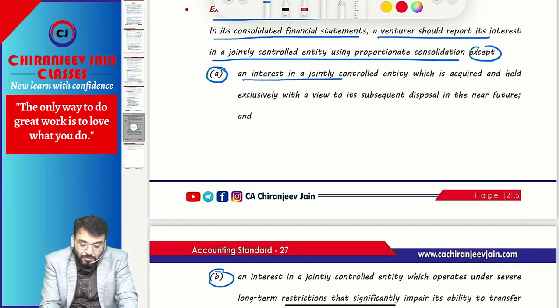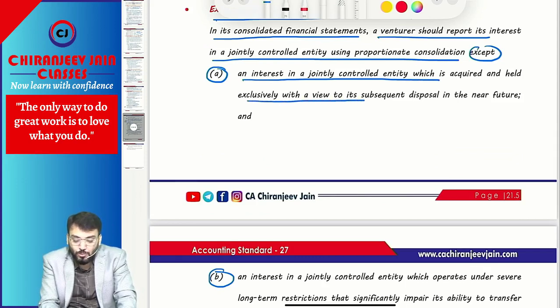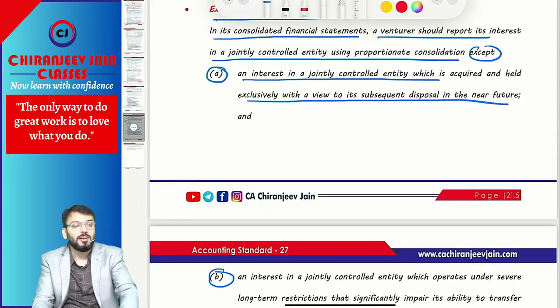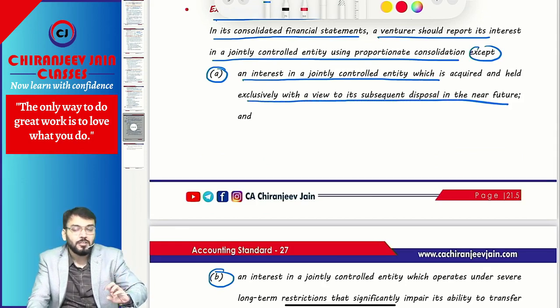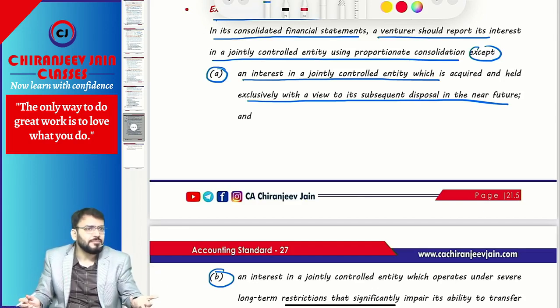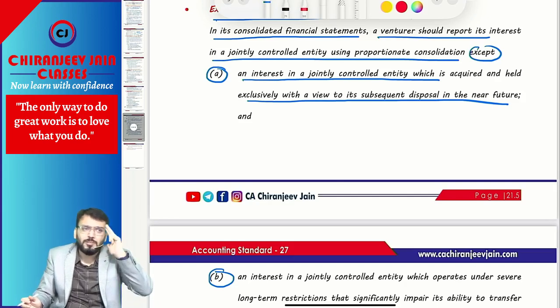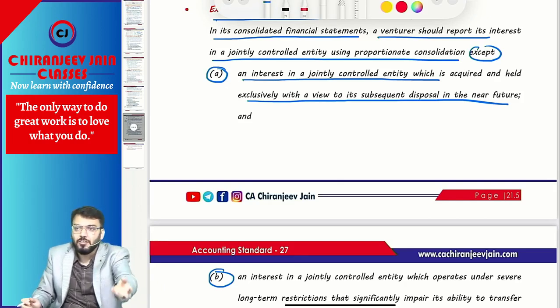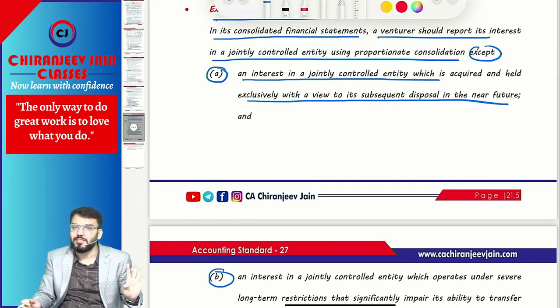An interest in a jointly controlled entity which is acquired and held exclusively with a view to subsequent disposal in the near future means you have acquired an investment in a joint venture with an intention to sell in the near future. So there is no joint control; you have acquired it only for the purpose of trading. You do not want to derive economic benefit from it, there is only the intention to sell that investment. Then there is no need to prepare the consolidated financial statement using the proportionate consolidation method.